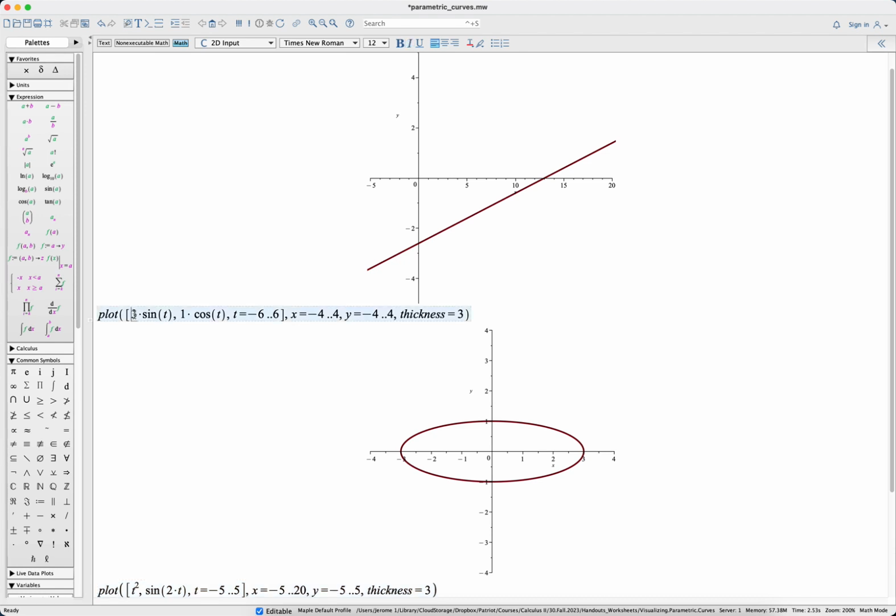What if I made this even a little bit bigger? Let's say I made it 4. Can you predict what's going to happen? Yes, so now the y still goes between -1 and 1, but the x goes between -4 and 4.